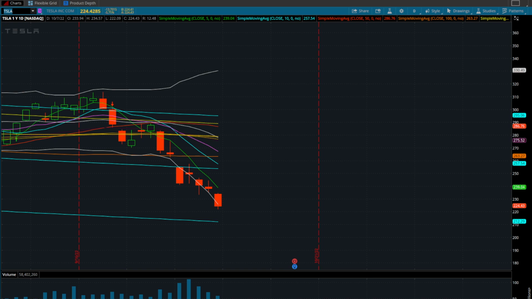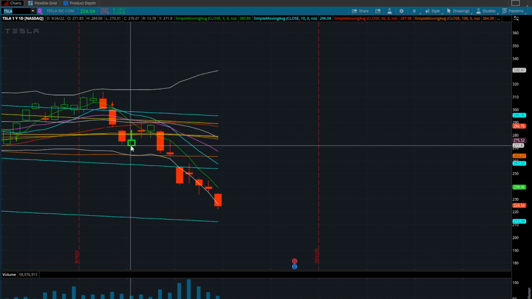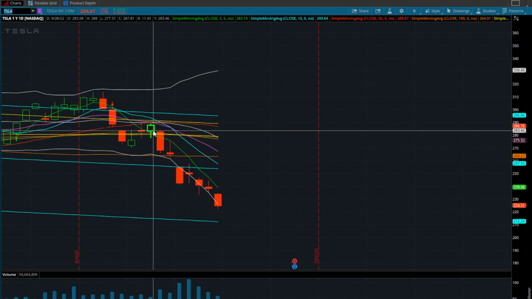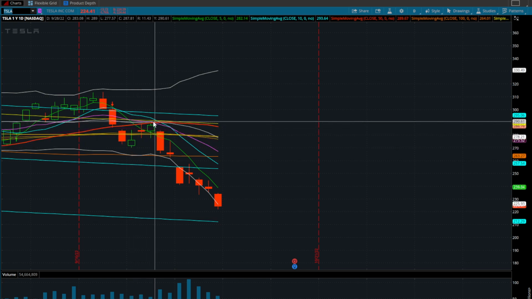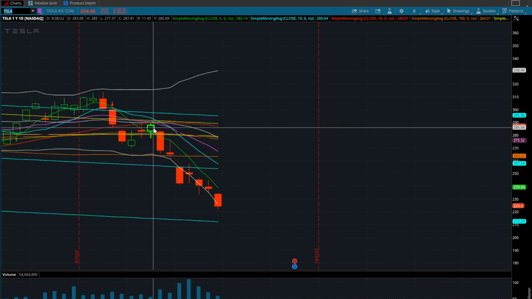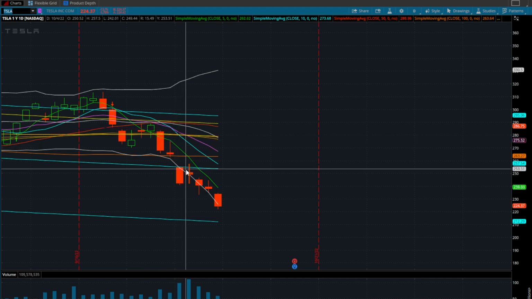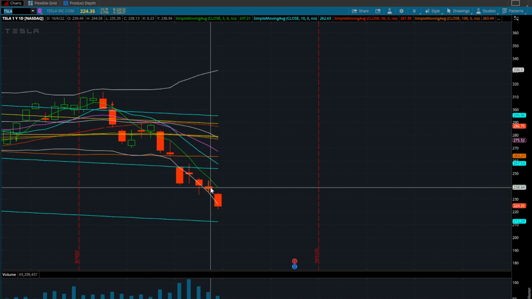So ever since losing the 50-day moving average on this gap down on the 23rd of September, we see Tesla try to make a little bit of a recovery with a dead cat bounce, a 3-day bounce into the rejection spot of the 50-day moving average, before 7 consecutive red days.